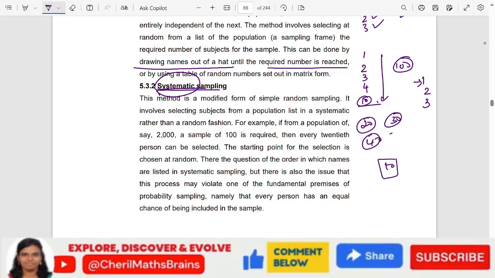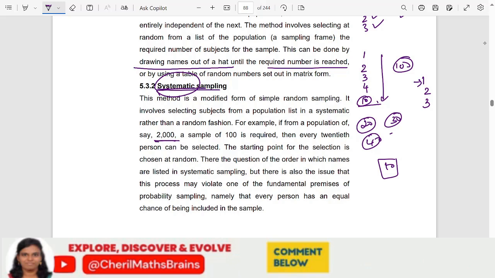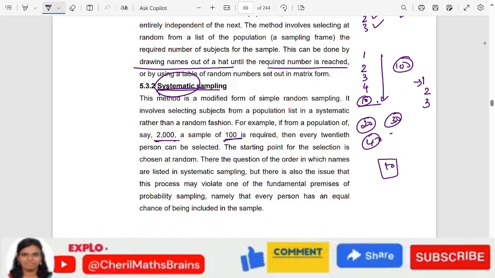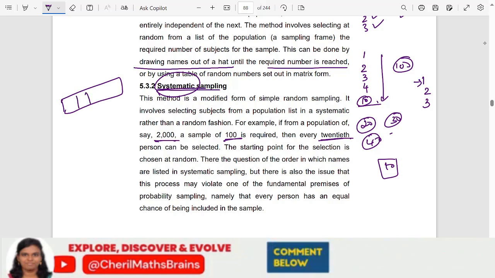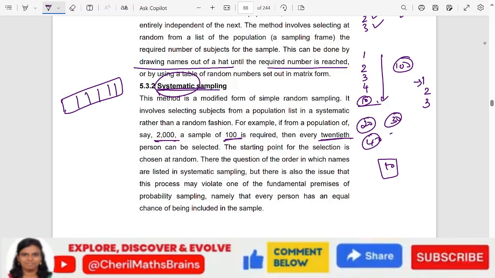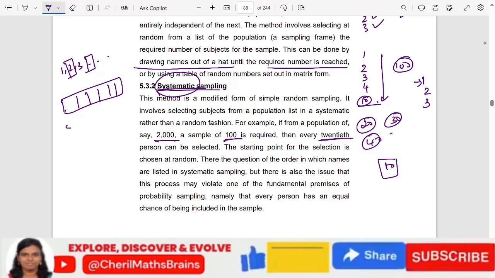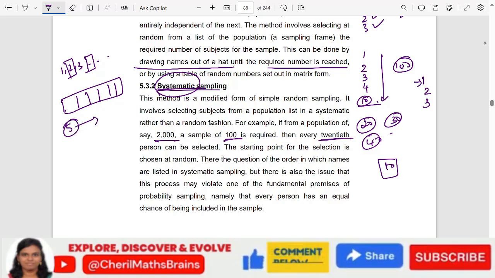So here they have given you an example. From 2000, you are going to take 100. So every 20th person can be selected. Sometimes they'll tell, right, you are made to stand in a line, and then they ask you to read out numbers. So 1, 2, 3, they make you read, and then they tell you all the even numbers come out, or sometimes they'll tell you all the multiples of 5 move out. So systematic sampling is a method.